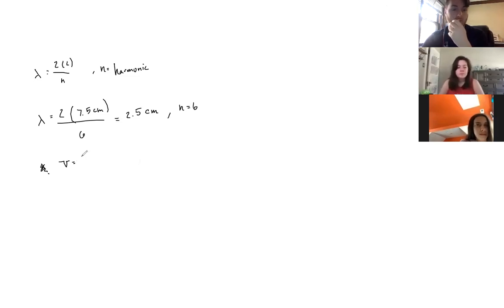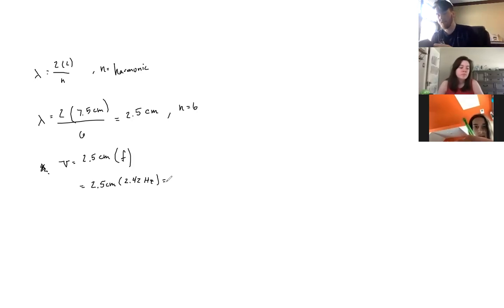So you would have 2.5 centimeters times the frequency, and our frequency was 2.42, you said? Yeah, so times 2.42 hertz. And in the end, that's 6.05. Perfect. And that's just centimeters per second. So yeah, you just keep on doing that for each harmonic, is kind of the idea.